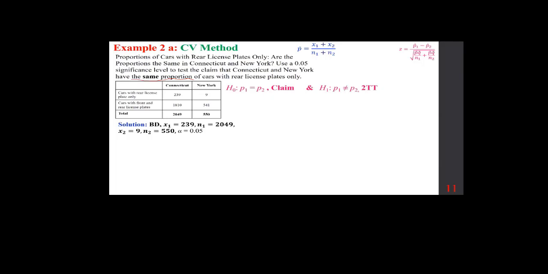Isn't the null hypothesis supposed to be what we're trying to reject? No, we are just doing the test of hypothesis. Some texts specifically want to do that, but that's not what we are doing. If you look at this question, it says use a 0.05 significance level to test the claim that Connecticut and New York have the same proportion. Whether we reject it or not, after we go through the process, we are just trying to look at the claim and we do the process. We may reject it, we may not.